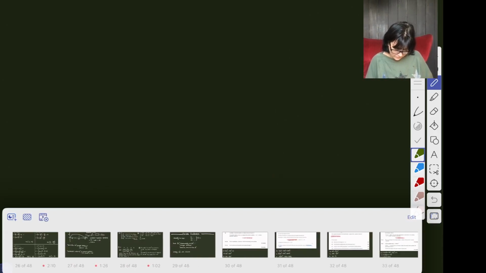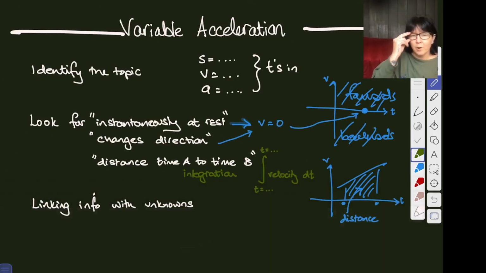Okay, so summary so far. You know how to identify the topic. You know to look for instantaneously at rest and changes direction, and to just cross those out and change them to V equals 0. You know that distance from a particular time to a particular time is a very, very common question, and that you are going to be integrating the velocity function, with a definite integral from time A to time B, or maybe they already gave you the distance function, in which case you will be just doing the limits bit where you sub in the top and sub in the bottom and subtract.